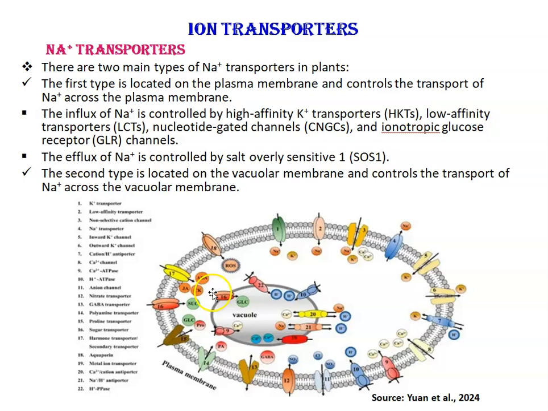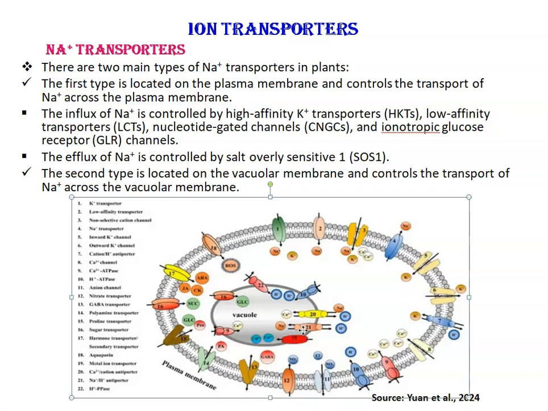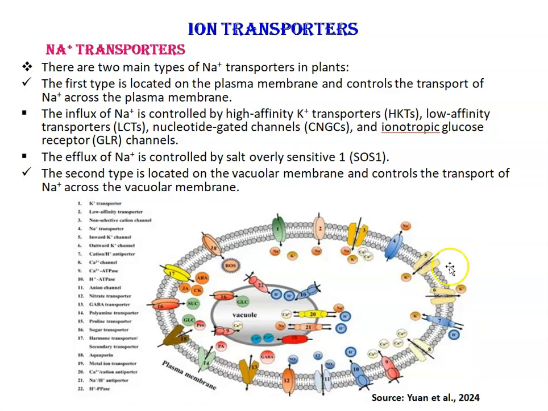Then second type, which are located on the vacuolar membrane and controls the transport of sodium across the vacuolar membrane, right? This is vacuolar membrane. In addition, some studies have indicated an interaction or relationship between sodium and proton transporters and salt overlay sensitive 1, SOS1.